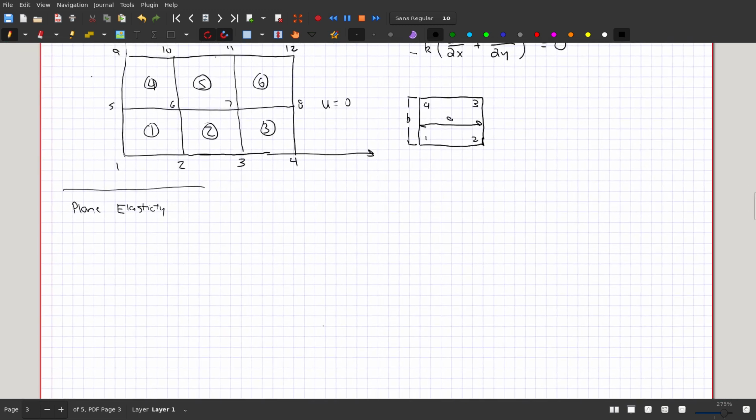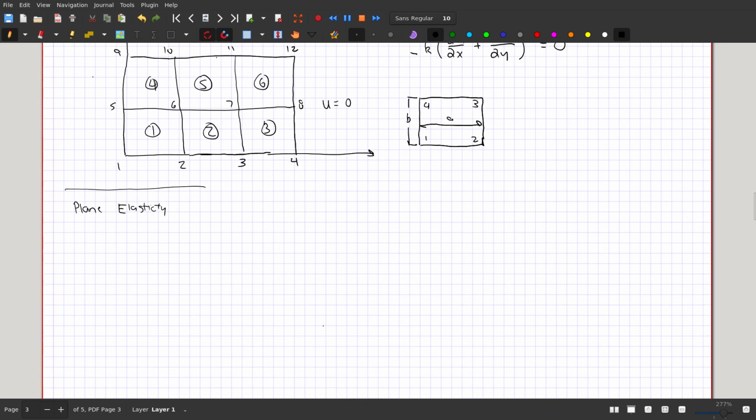All right, so plane elasticity. This is like two-dimensional elasticity. And while I briefly mentioned it when we did the elasticity theory in the first part of the class, there are two conditions in which we can reduce the 3D problem to a 2D problem.